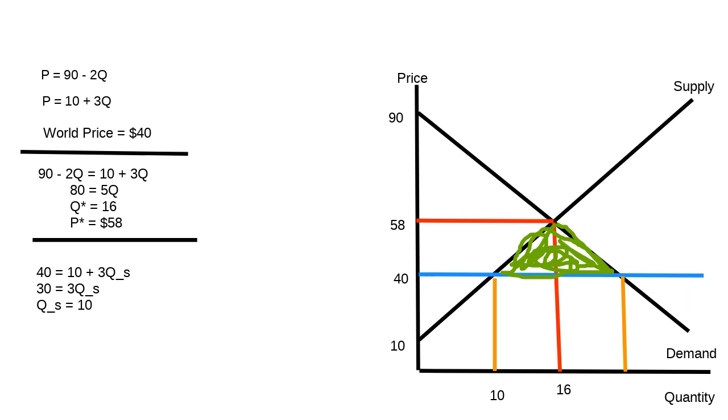What about quantity demanded? Same thing. We're going to take 40 and plug it into the demand curve. So here we have 40 equal to 90 minus 2Q, and this is going to be quantity demanded. So here we have minus 50 equal to minus 2QD, and so quantity demanded is 25.